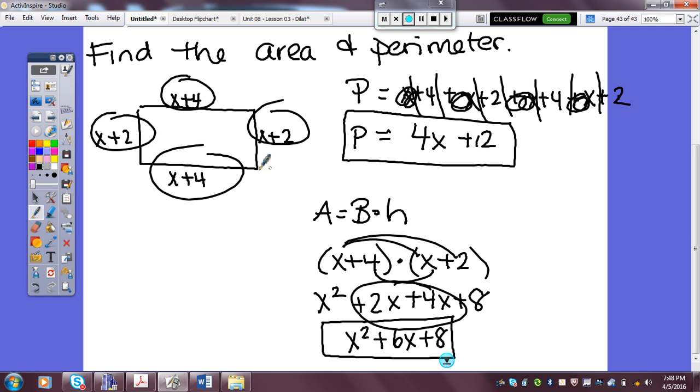So if there's time left over after class, we'll go over some more practice problems. And this is the only way you can multiply polynomials in a period.